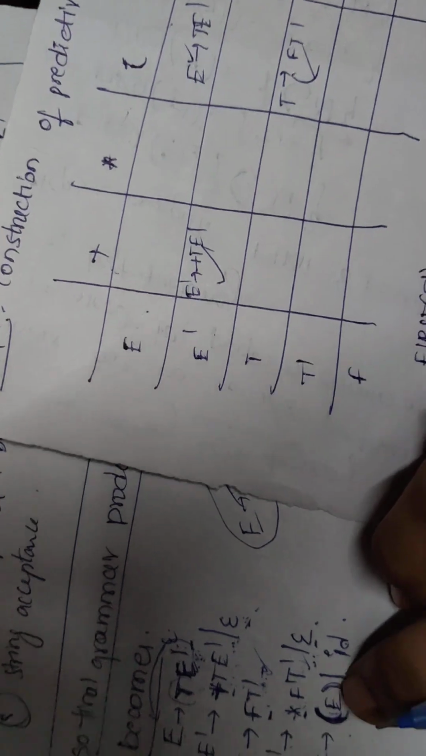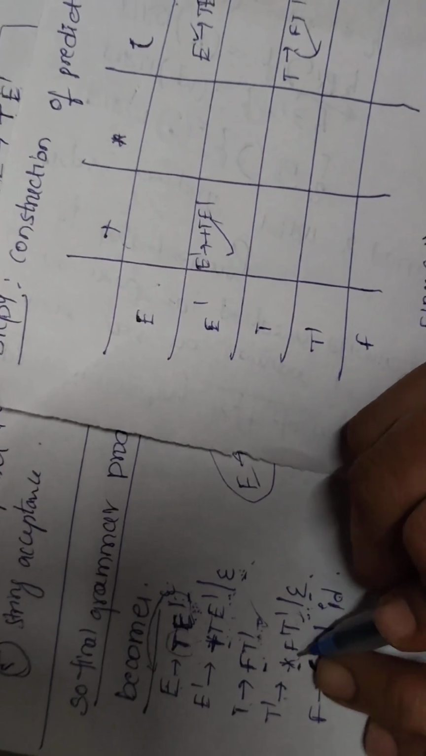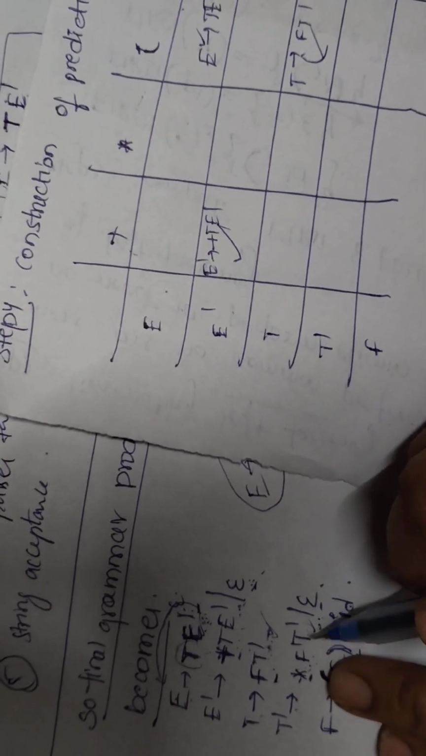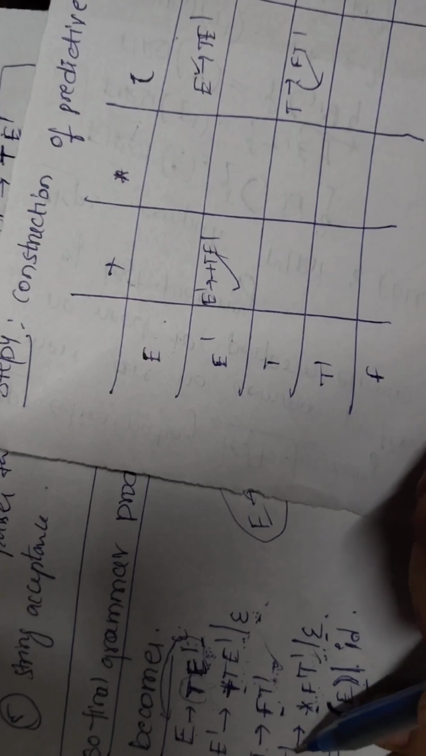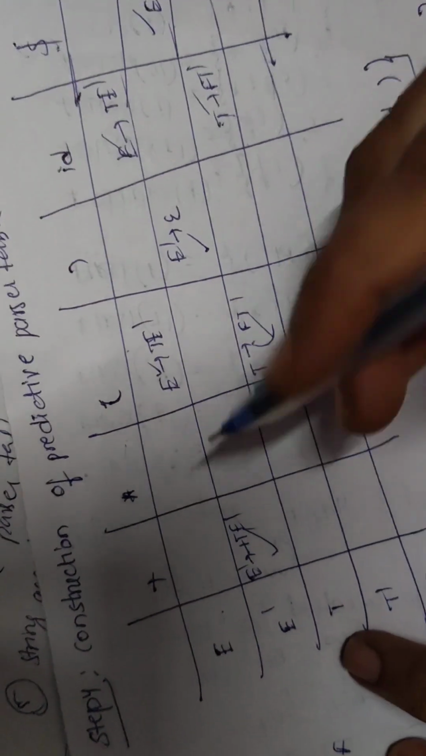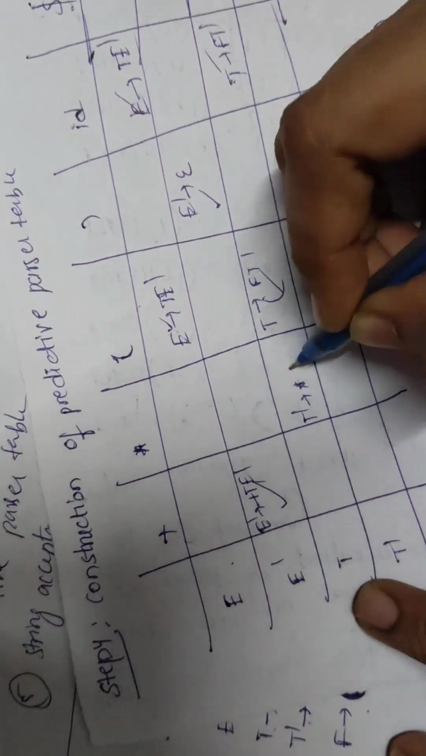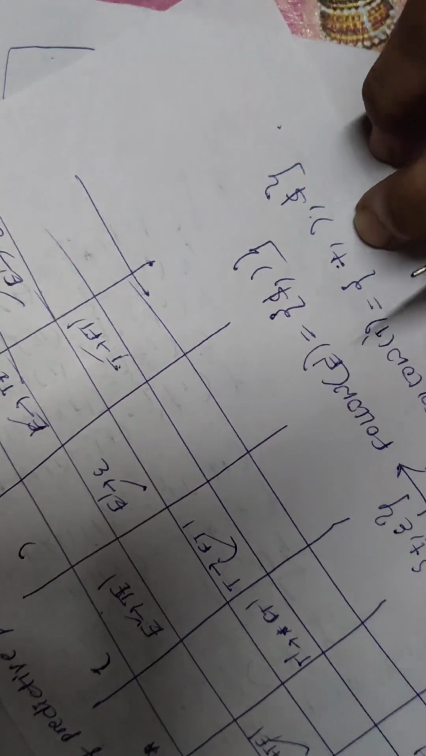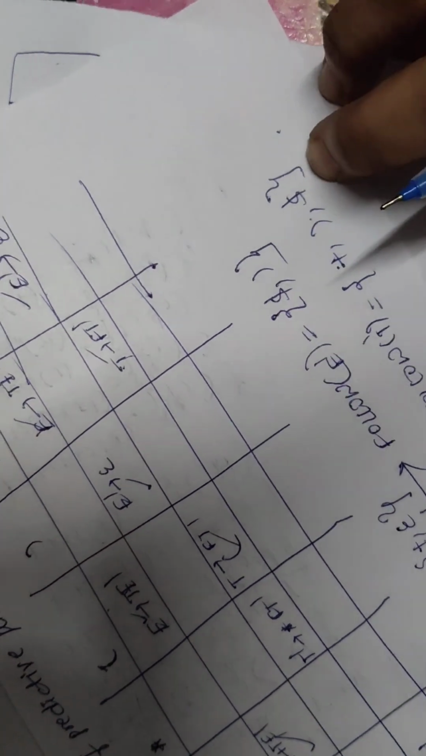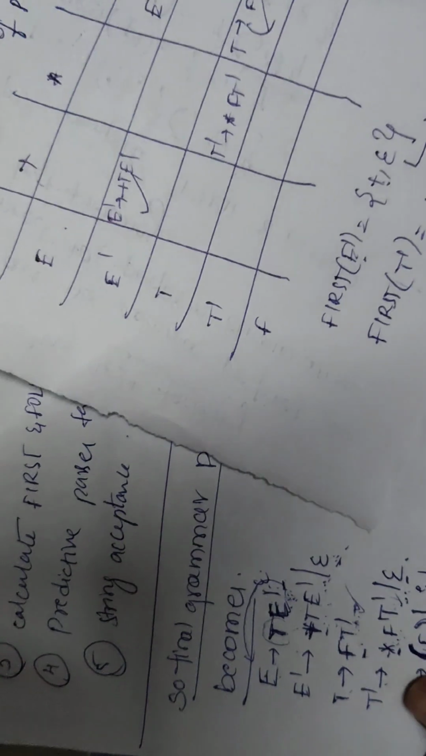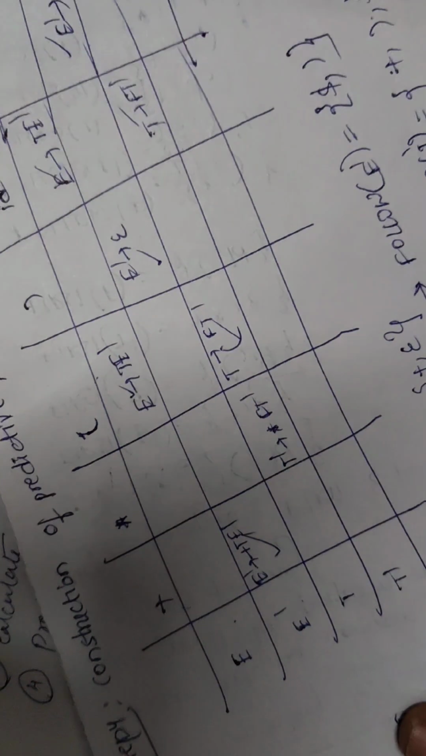Move to the next element. So we need to calculate first of T. What is first of T? The first of T is open parenthesis and ID. In place of open parenthesis and ID, you need to write the T production. What are the T productions? Only one production, F T dash. In place of open parenthesis and ID, here and here, you need to write it. T produces F T dash.